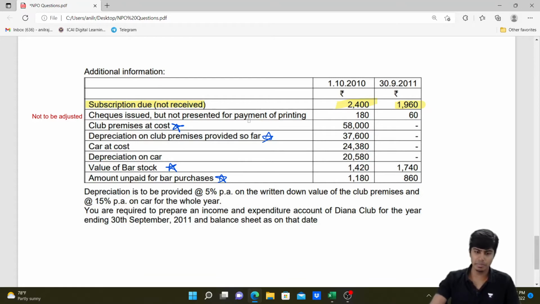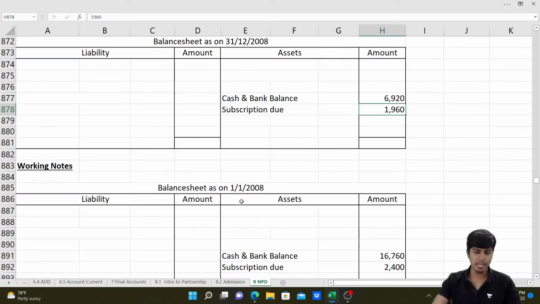This adjustment is completely ignored because the balances given in the receipts and payment is balance as per cash book, which is after considering unpresented checks. So we don't have to adjust this 180 and 60. What we have now is club premises at cost. This is an asset of 58,000. Let's write this in the balance sheet.